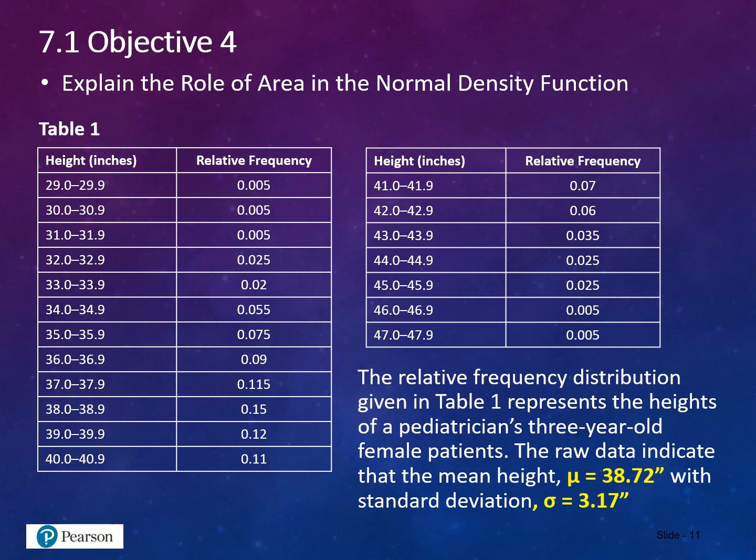So let's look at an example to help us kind of understand what's going on here. This relative frequency distribution represents the height of a pediatrician's 3-year-old female patients. Okay, the raw data indicates that the mean height, mu, equals 38.72, that's the average height of a 3-year-old female patient, with the standard deviation being 3.17 inches. Okay, these quote marks are a notation mark for inches, in case you didn't know that.